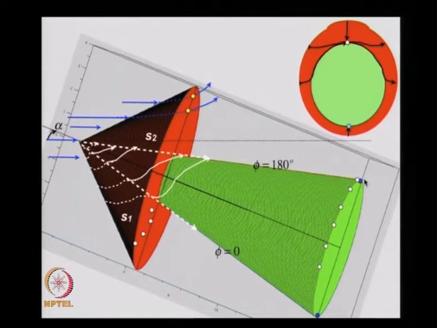If you look at just this point, you have several small such projected points, but although they are at the same location, they do not have the same entropy. These points have S1, these points have S2. So clearly this is a singularity. So this point, and this line, is therefore called a vortical singularity.